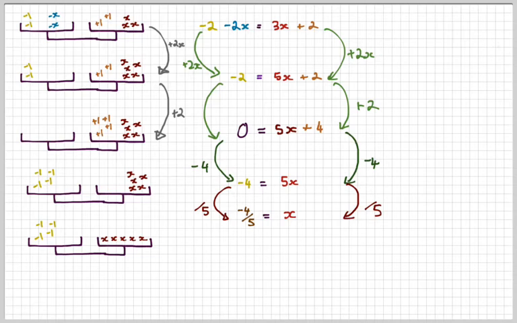Hopefully you followed that. The key messages are, I suppose, that solving equations is to find x on its own on one side. The only things that you're allowed to do must keep the scales in balance. So you must do the same thing to both sides.